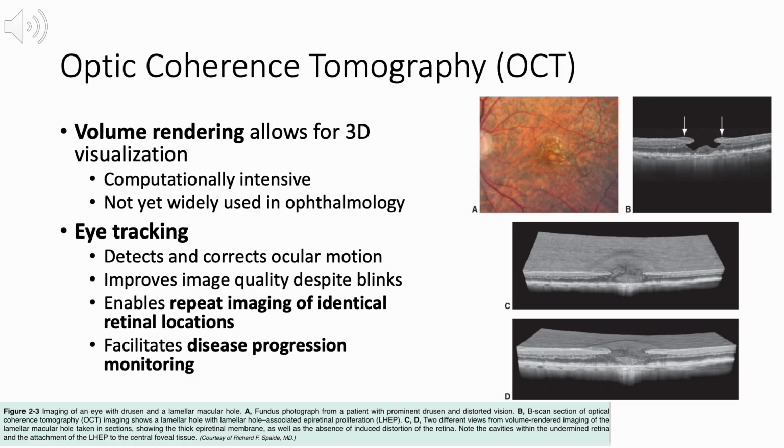Panel A shows a color fundus photograph of an eye with prominent drusen and associated visual distortion. Panel B is an OCT-B scan revealing a lamellar macular hole with associated lamellar hole-associated epiretinal proliferation, highlighted by the arrows. Panel C and D show different views generated from volume-rendered OCT imaging of the same eye, illustrating the thick epiretinal membrane, the configuration of the lamellar macular hole, and cavitations within the undermined retina, while also demonstrating the absence of significant induced retinal distortion. Together, these images highlight the added value of eye tracking and volume-based OCT analysis in characterizing retinal pathology.